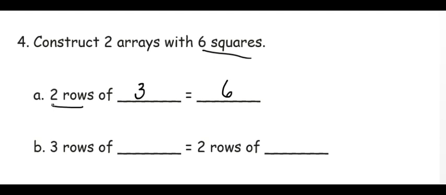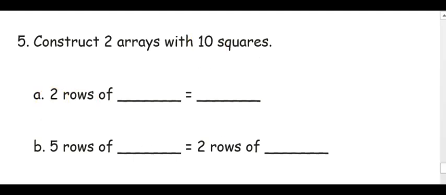If I change my array and I change it to 3 rows, but I'm still using 6 squares, that means I must have 2 tiles in each row. That also means that 3 rows of 2 is equal to 2 rows of 3. They both use 6 tiles.